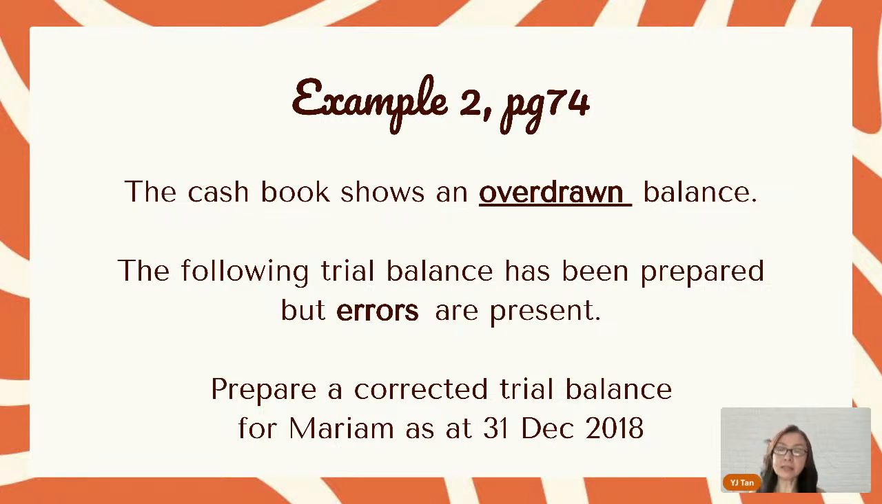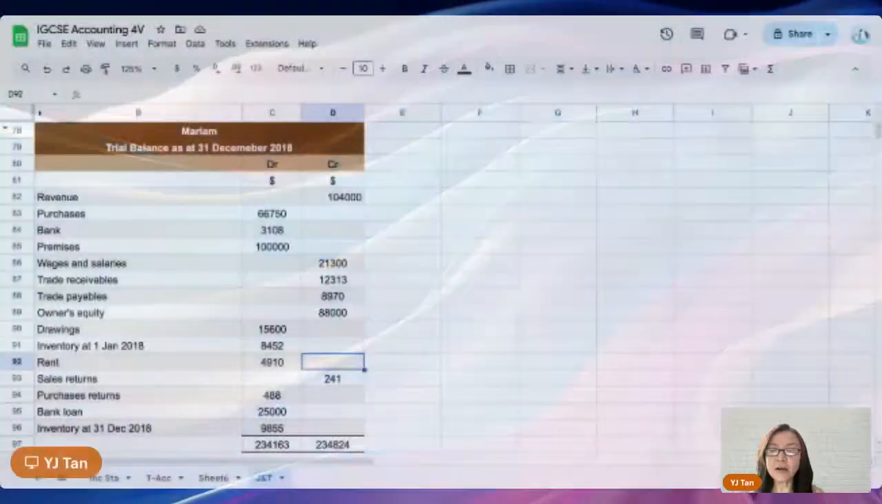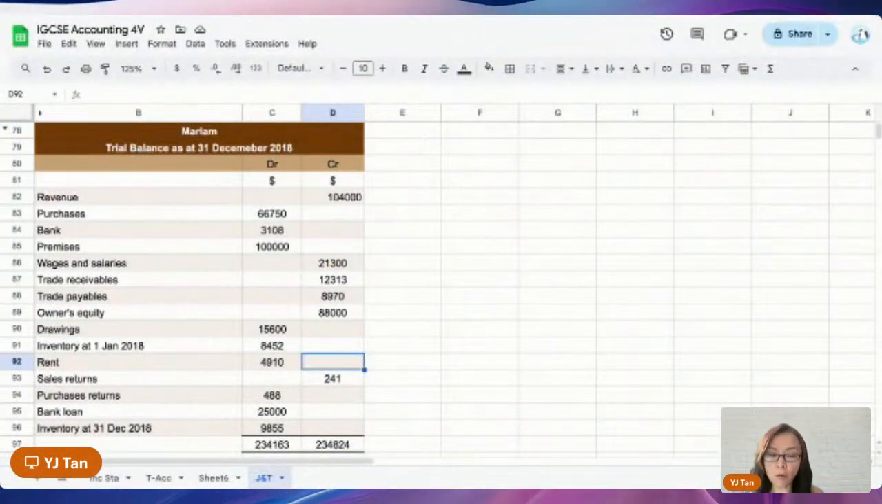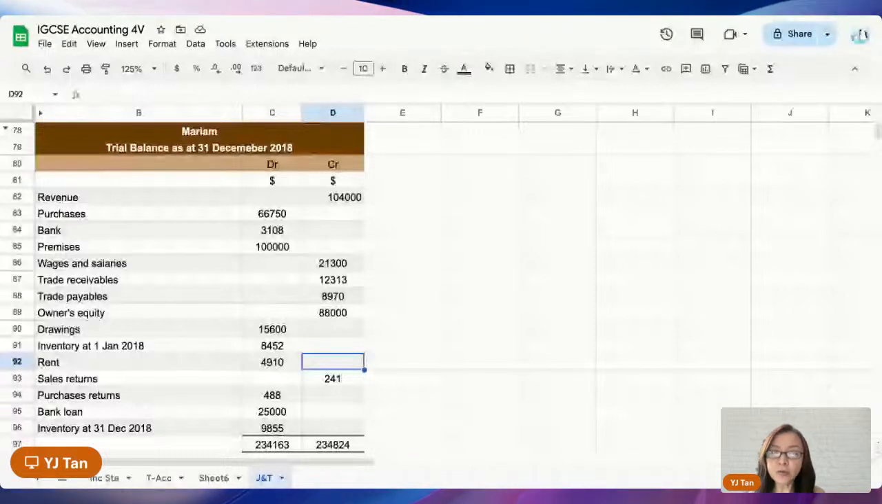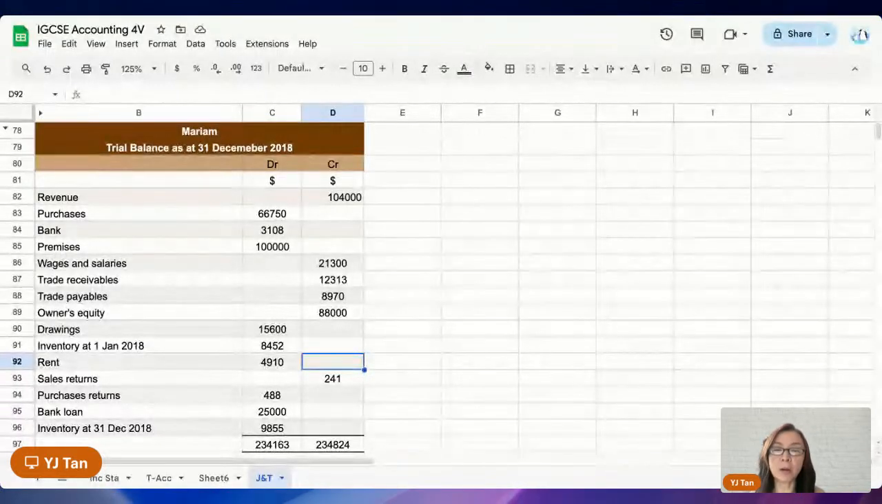Okay. Then the second statement of this question is the following trial balance has been prepared, but there are errors. So we need to prepare a corrected trial balance for this business called Mariam as at the 31st of December. The business year end is the 31st of December 2018. All right, now let's have a look at how we correct this wrongly prepared trial balance. Okay, let's have a look.